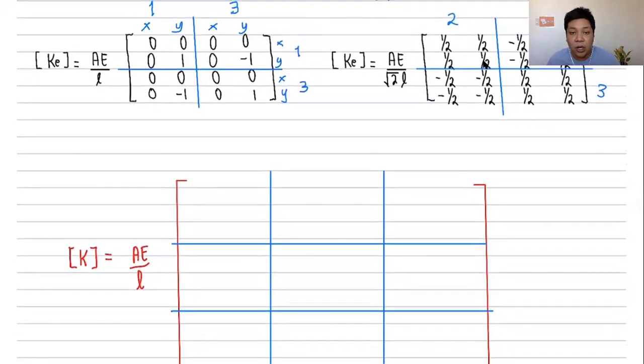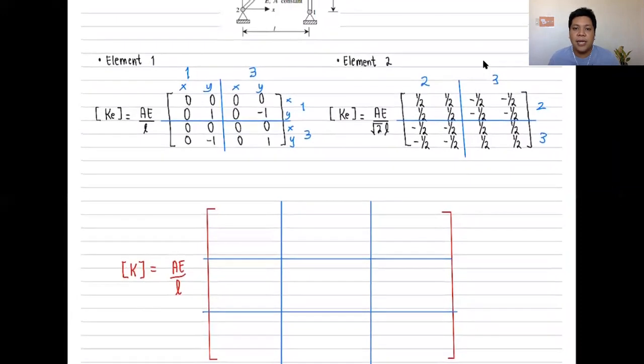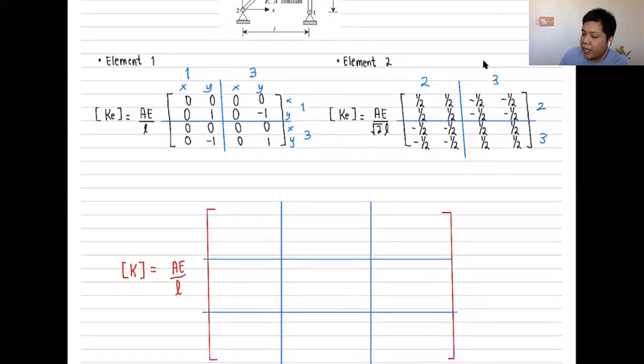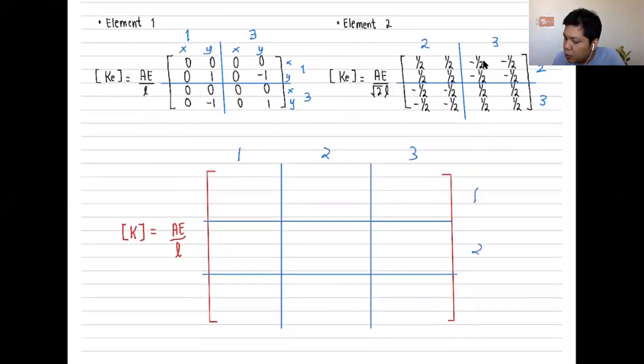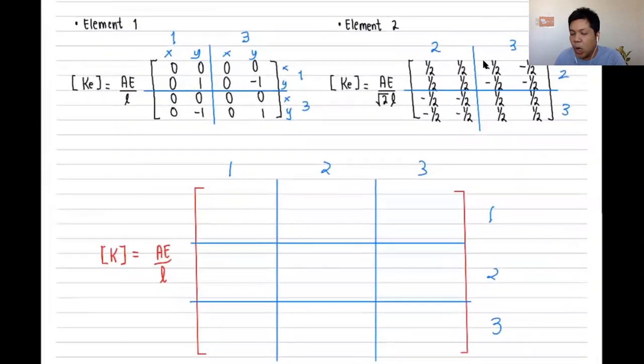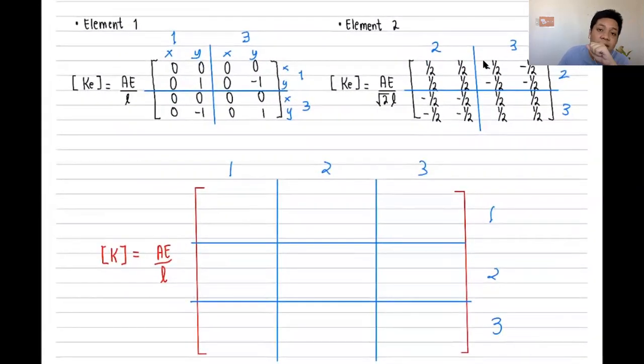So in my global stiffness matrix, I'll just minimize a little bit. Over here, I should expect a 6 by 6 matrix. So again, this is node 1, node 2, node 3, and this is node 1, node 2, node 3. But per node, we have 2 values because we are considering the x and the y direction. So instead of having a 3 by 3 matrix, I have a 6 by 6 matrix. So first things first.